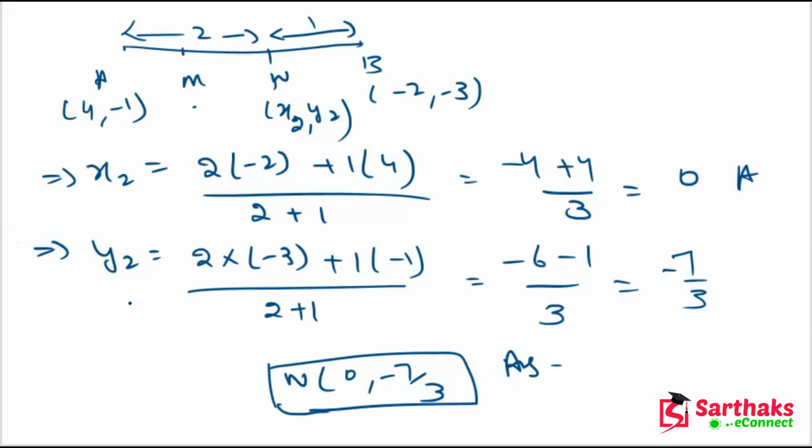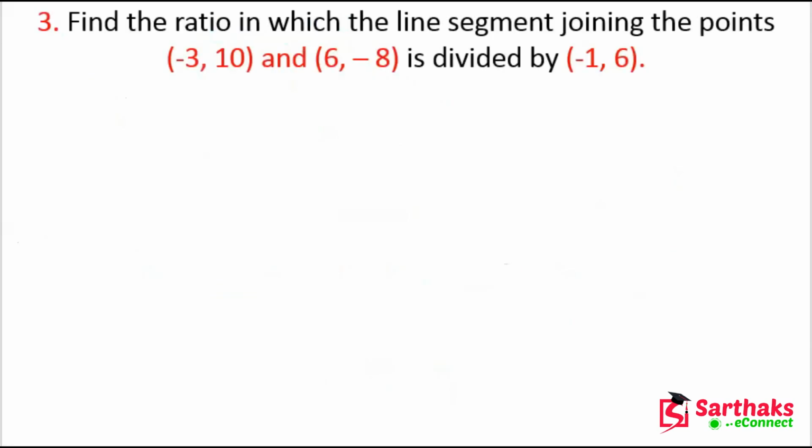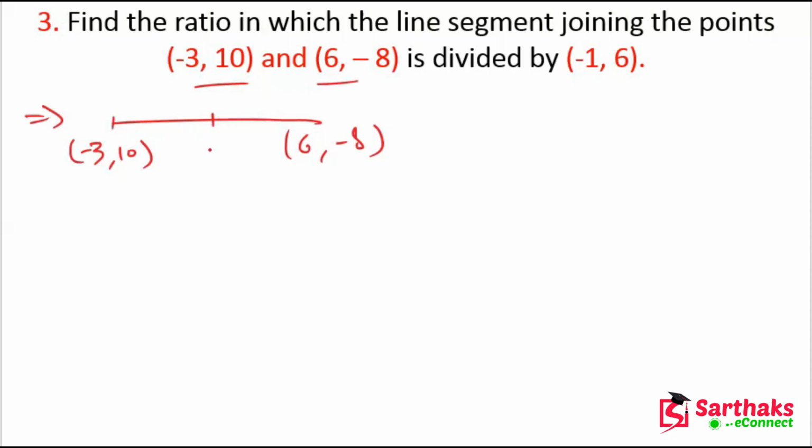So my dear friends, I hope you understand how to deal with this question. Now again we have to find the ratio in which the line segment joining two points is divided by a given point. In this case we have to find the ratio. We have a line joining (-3, 10) and (6, -8), and this line is divided by the point (-1, 6) in the ratio m:n. This point is A, this point is B, this point is M.